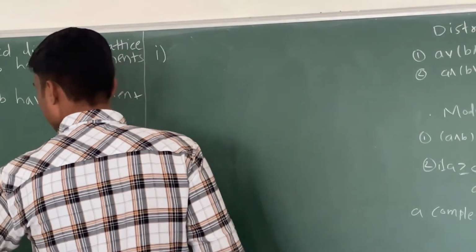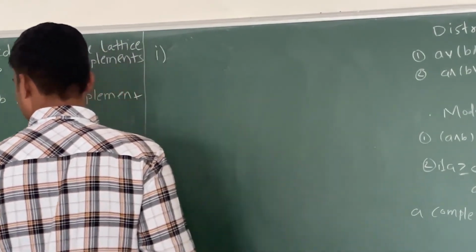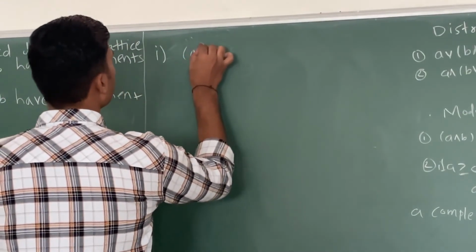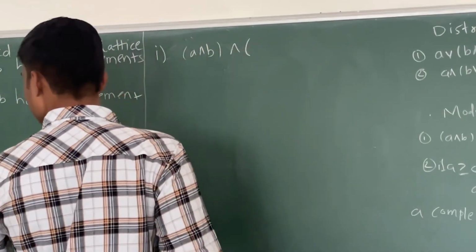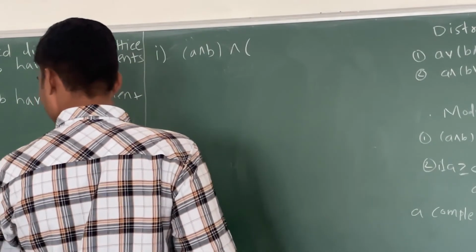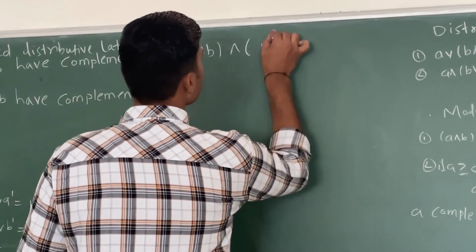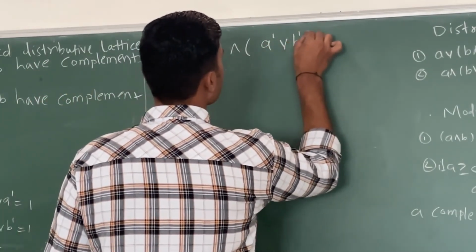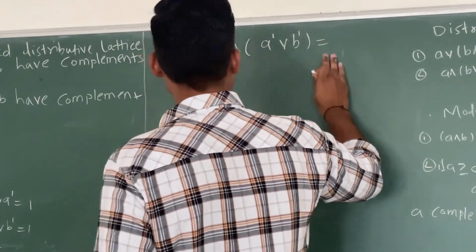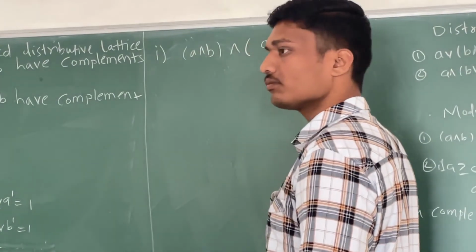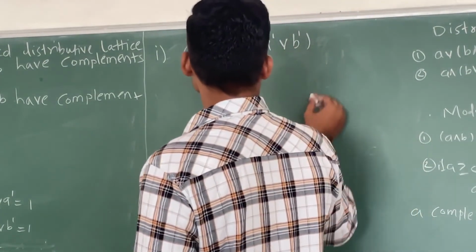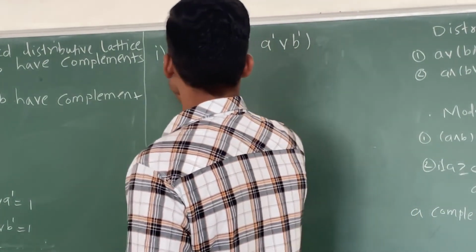We can distribute this, we can write this as A meet B meet with, what is this? A dash join B dash. No, we have to prove that. Okay, we will show that. So we will take this value. We have to show that this is equal to 0. We will take this A prime join B prime and we will meet with A meet B and show that it is 0.